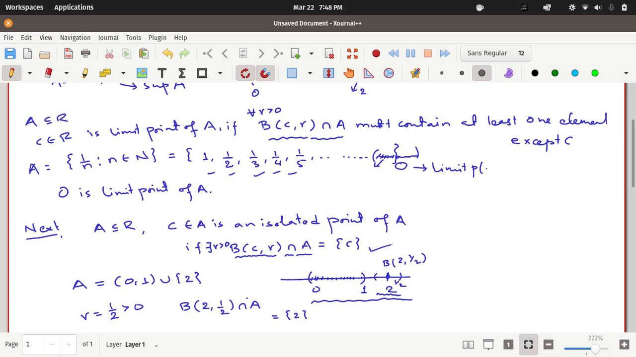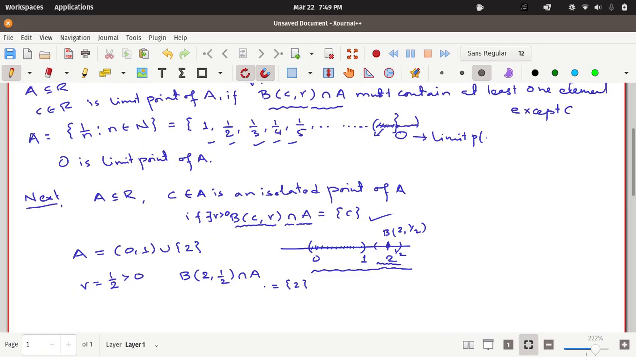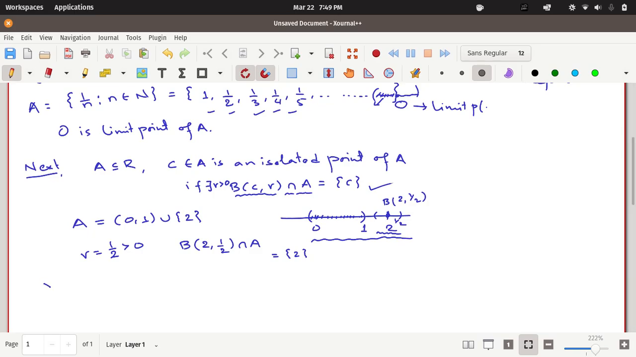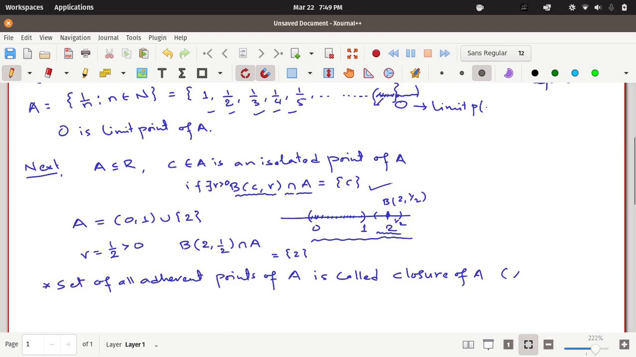And here we have the definition for closure of a set. As we have already discussed adherent points, the set of all adherent points of set A is called the closure of A, and it is denoted by A bar.